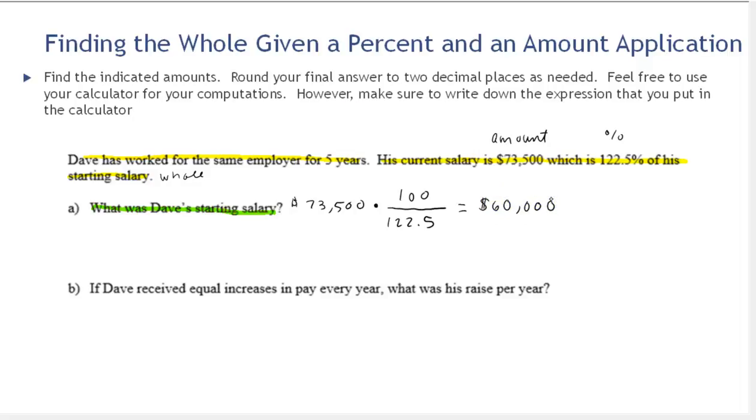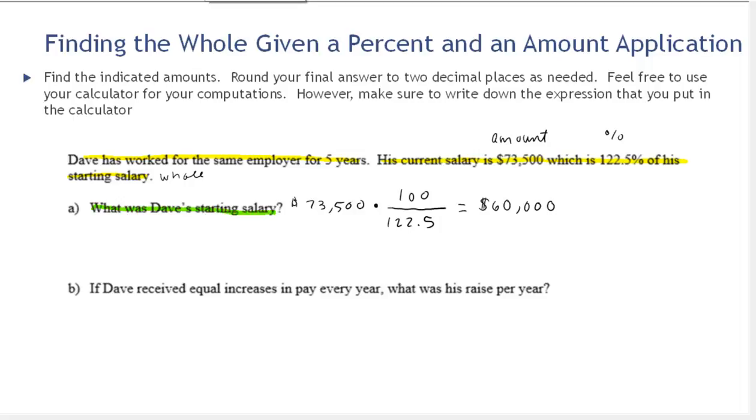Okay. Just to verify that this makes sense, notice his current salary is $73,500. He's making more than his starting salary because it's 122.5%. So his starting salary being $60,000, that makes sense. It's less than the $73,500. That doesn't mean it's exactly true, but that helps us to make sense of the numbers.